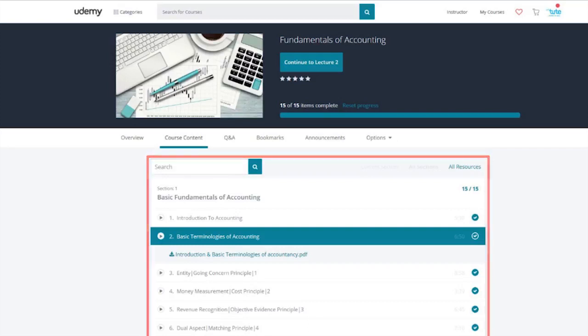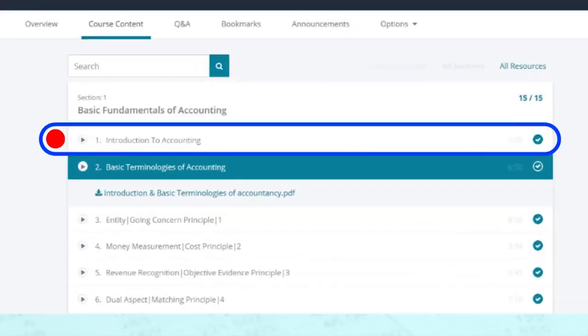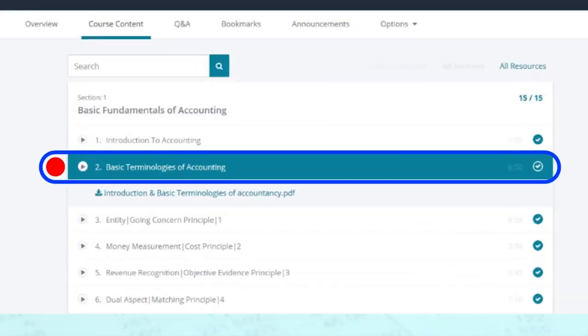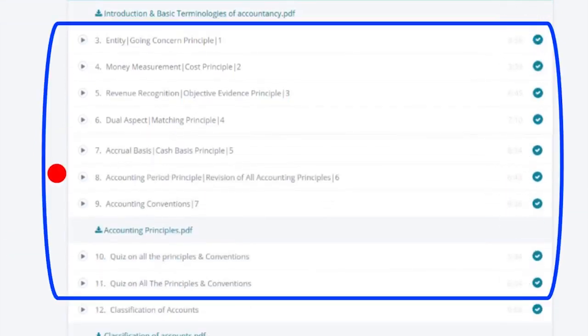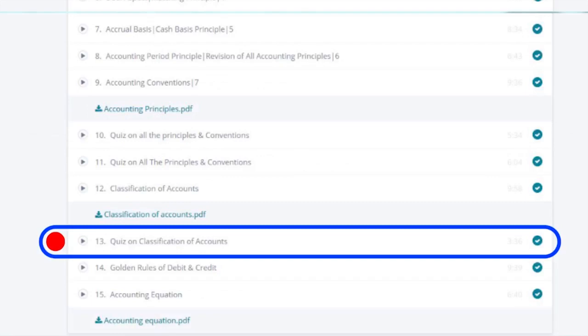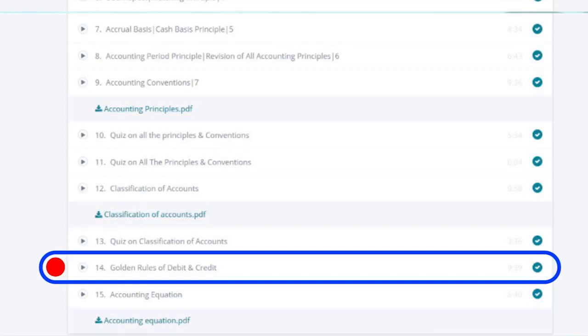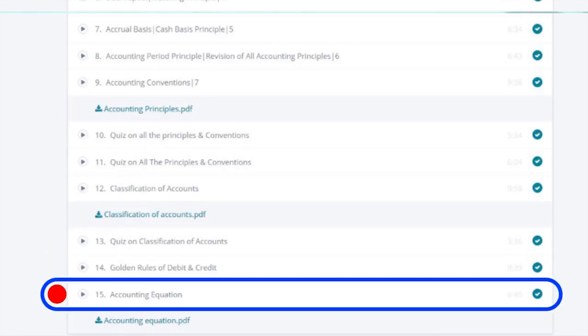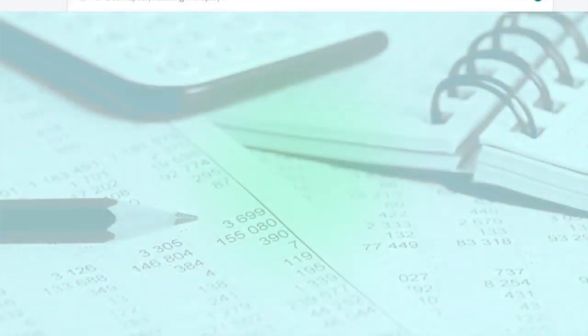We will be covering what is bookkeeping and accountancy, some commonly used accounting terminologies, and all of the principles and conventions of accounting. There are 12 of them that we are going to cover. Then moving on to how we classify the accounts, the golden rules of accounting, and lastly the accounting equation.